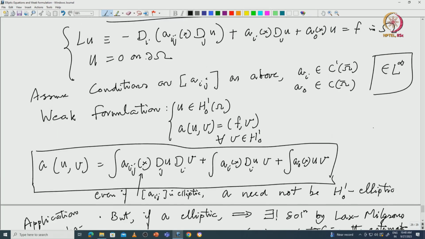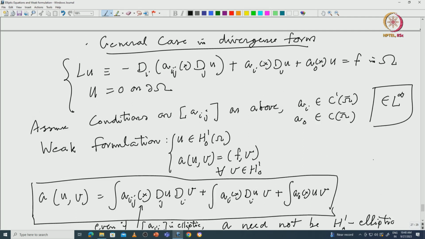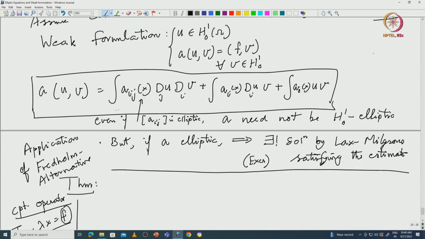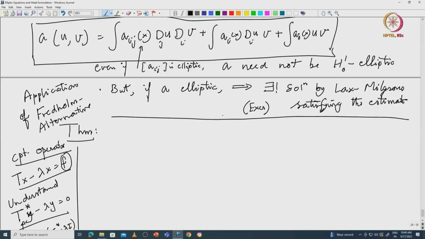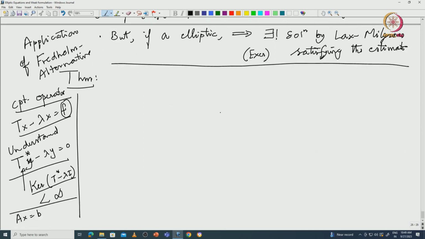So, last class we were discussing the general second order equation, LU equal to f, without even the assumption of a naught being non-negative, and then you have a(u,v) in this form, what you have written here. And as I said, A need not be elliptic, and we are going to state a general theorem where we will be applying the Fredholm alternative. Okay. So, we have to understand the homogeneous equation. So, that is what we are going to study, when f equal to 0.